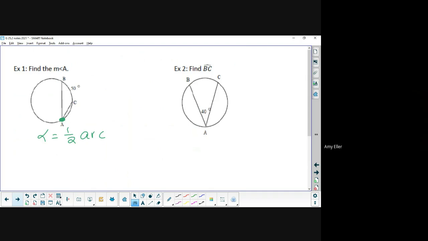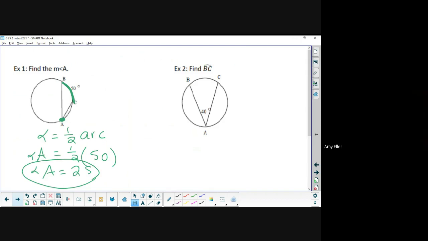So let's go ahead and fill it in. The angle, I don't know it, so I'm going to call it angle A. Half. Let's look at the arc. The arc it makes is 50. We don't need a calculator for that. Half of 50 is 25. Every problem is going to start like this. You're going to have a formula. You're going to fill in what you know of the formula. And you're going to do algebra.